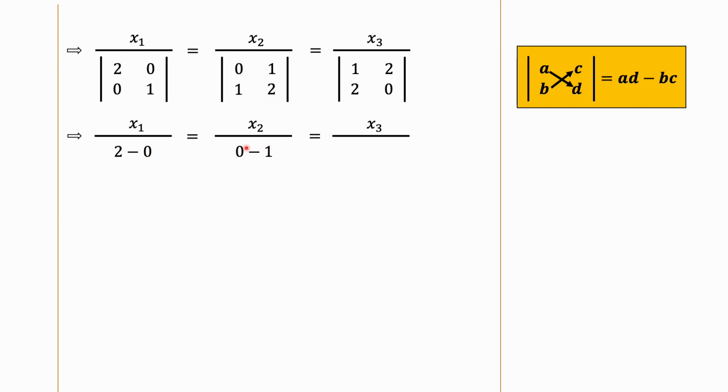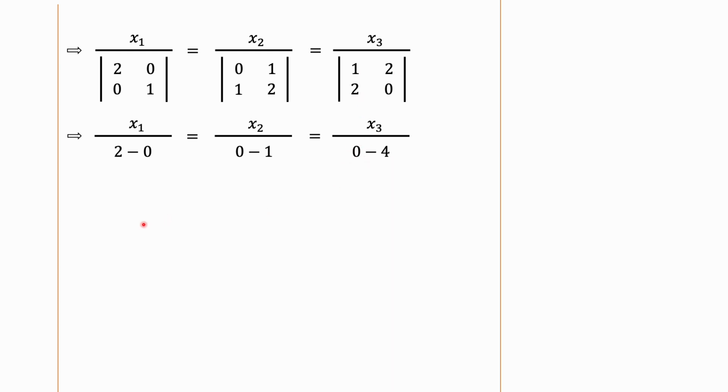0 into 2 is 0, minus 1 into 1 is 1. The next one is 0 minus 4. 1 into 0 is 0, minus 2 into 2 is minus 4. So let me simplify it. So it is x1 by 2, x2 by minus 1, x3 by minus 4. That is 2 minus 0 is 2, 0 minus 1 is minus 1, 0 minus 4 is minus 4.